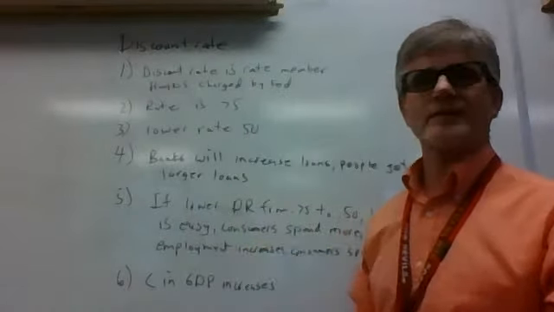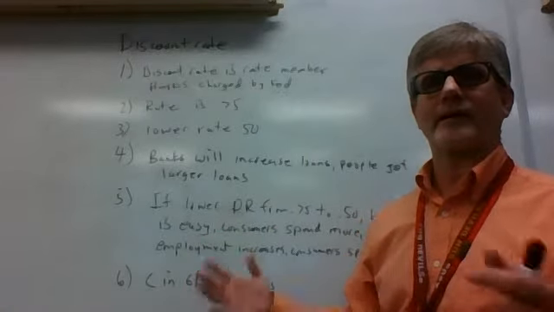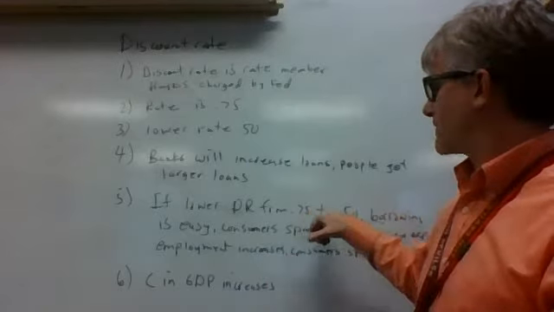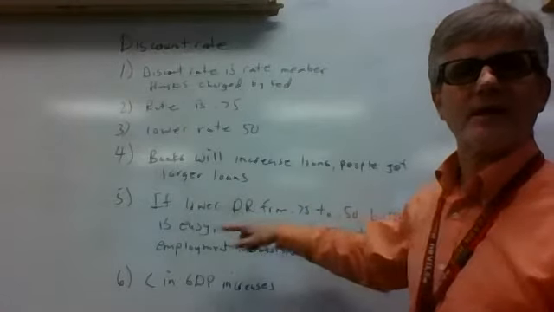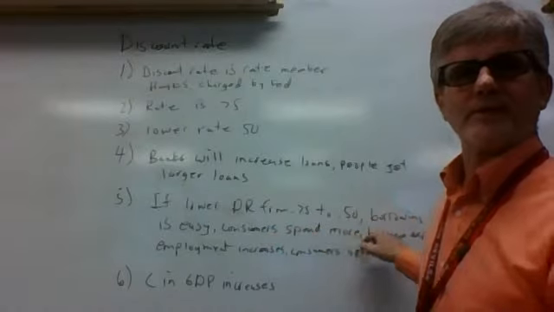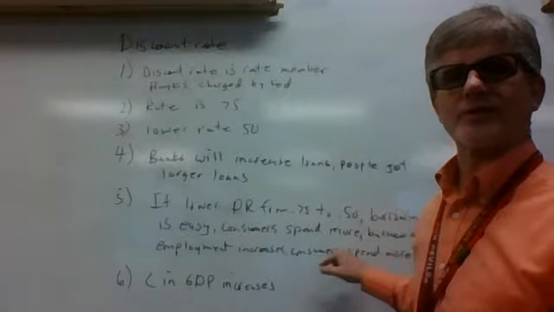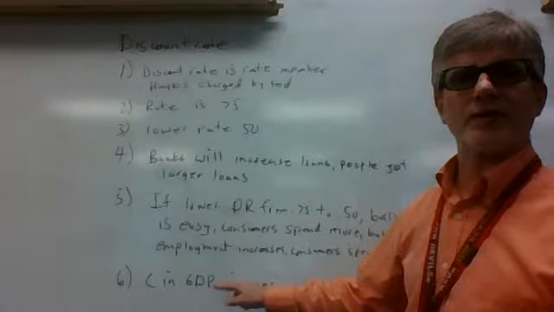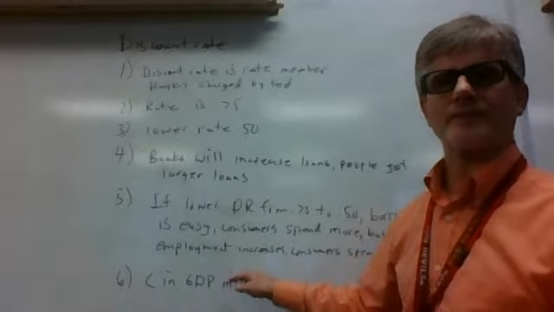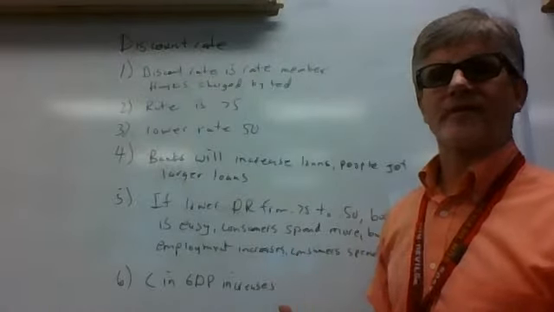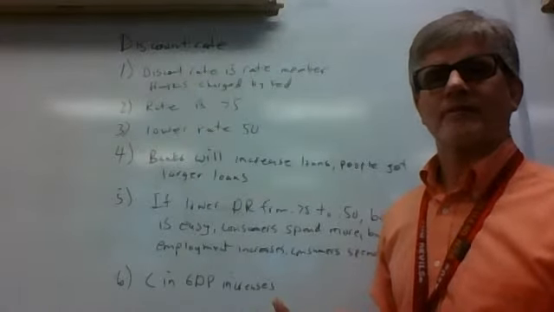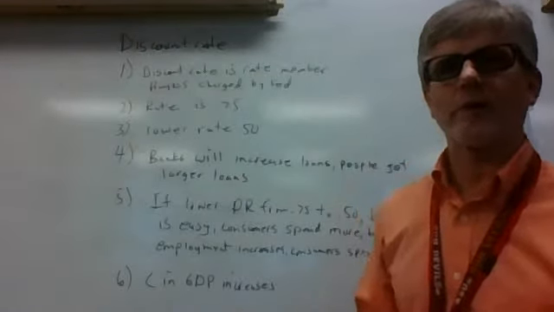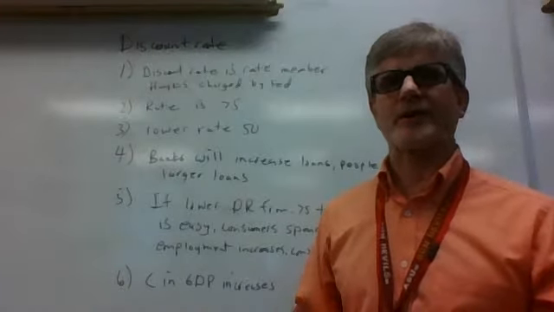And then step 5 is basically a summation or a conclusion statement. Therefore, if we lower the discount rate from 0.75 to 0.50, borrowing is easy, consumers spend more money, businesses expand, employment increases, and consumers spend more money. And that's the whole goal: consumers spend more money. Down here in the GDP formula, C is actually increased. So this is what we do in the 5 steps if we're going to fight unemployment or raise GDP.